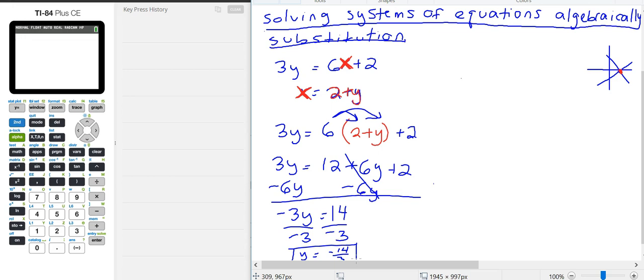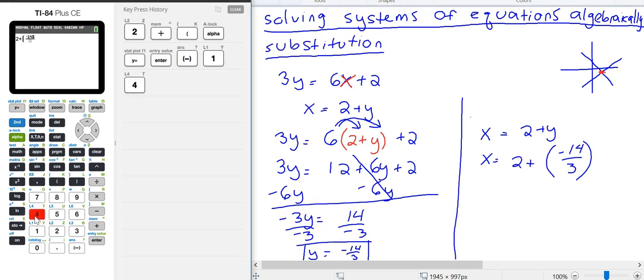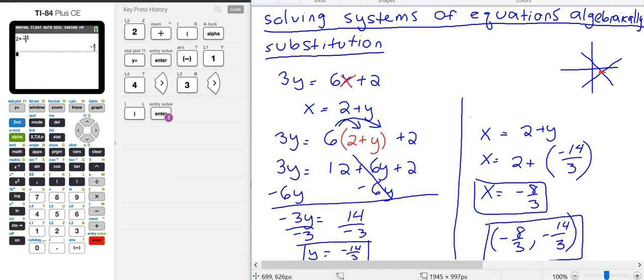But we want to know the x coordinate also. To do that, we plug in what we just got for y into either one of the equations to solve for x. So let's plug into the second equation, x = 2 + y. Now we have a value for y, so x = 2 + negative 14 over 3. Let's do that in the calculator. 2 plus negative 14 over 3 is negative 8 over 3. So x = negative 8 over 3. The intersection of these two lines, the solution to the system of equations, is (negative 8 over 3, negative 14 over 3). That would be where the two lines intersect.